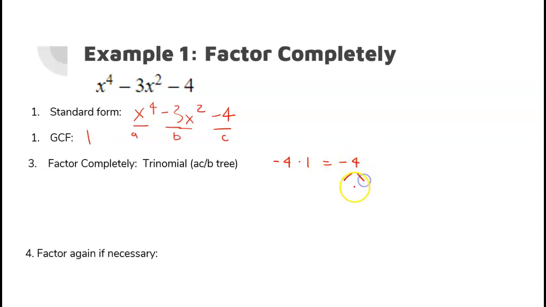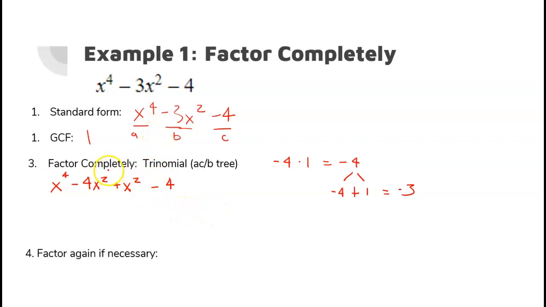And I want to see what two factors of this add to negative 3. Well, negative 4 times 1 equals negative 4, and when I add them together, I get negative 3. So these are the terms that I'm going to be using. Now I'm just going to rewrite my expression here. x to the fourth minus 4x squared plus x squared minus 4. Now I remember I'm keeping my x squareds because they need to add up to negative 3x squared. So my exponents are going to stay the same here.